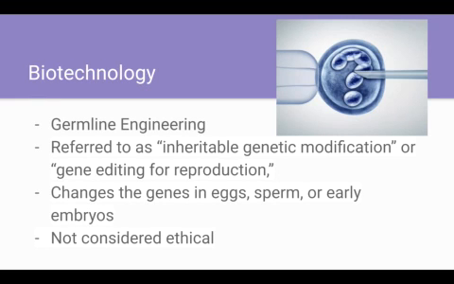My type of biotechnology is germline engineering. In germline engineering, there are changes to the gene in eggs, sperm, or early embryos, also referred to as inheritable genetic modification or gene editing for reproduction. These alterations would appear in every cell of the person who developed from that gamete or embryo, and also in all subsequent generations. For safety, ethical, and social reasons, there is a broad agreement among many scientists, ethicists, policymakers, and the public that germline editing is a red line that should not be crossed.